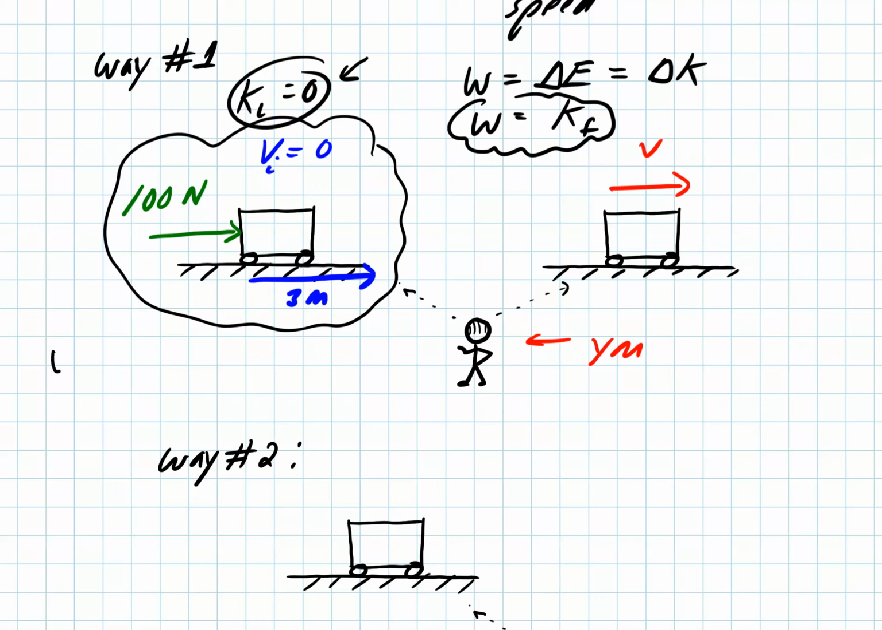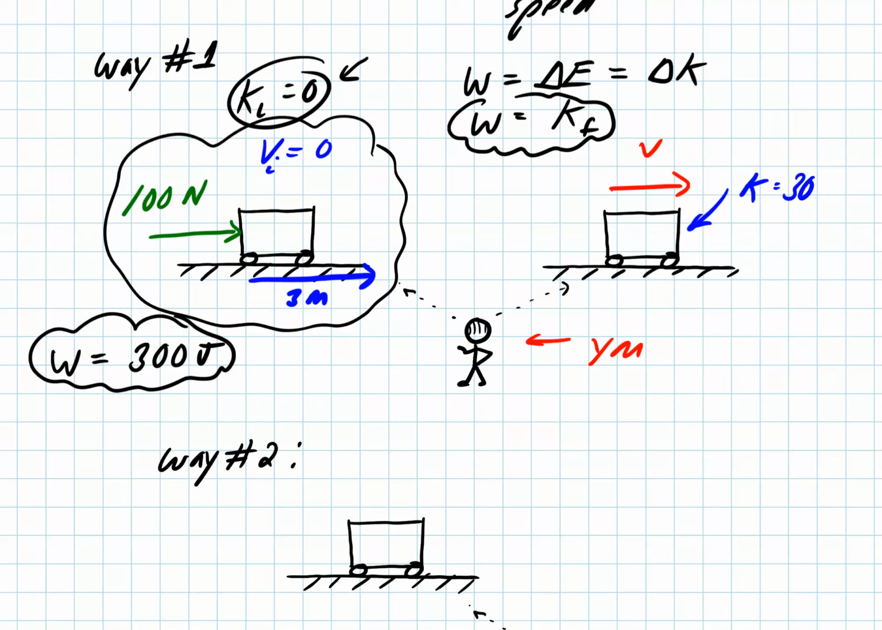So how much work was done here? Pretty easy, I think. 100 newtons acting over 3 meters is 300 joules of work. So what is the kinetic energy of this moving cart right here? It's going to be 300 joules. Okay, so did we know the mass? No. Did we know the speed? No. So we, in this case, knew the kinetic energy of the cart because we were able to quantify the work, which is energy transfer.